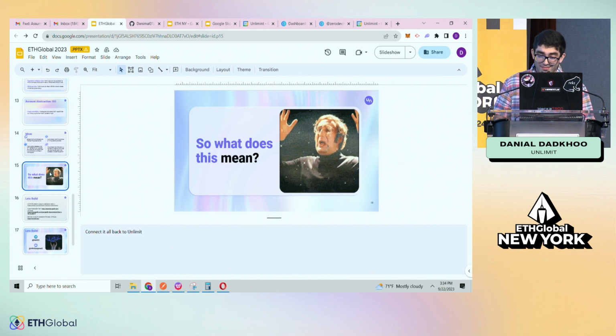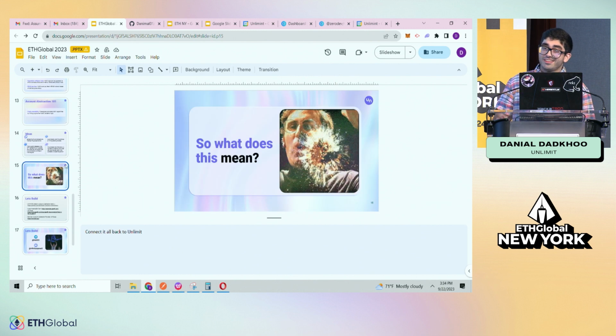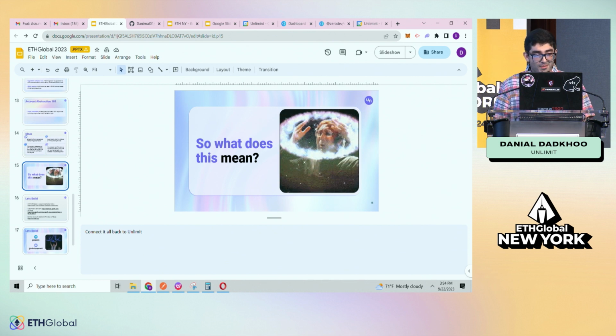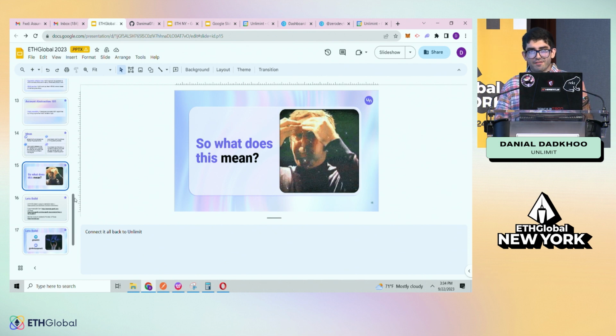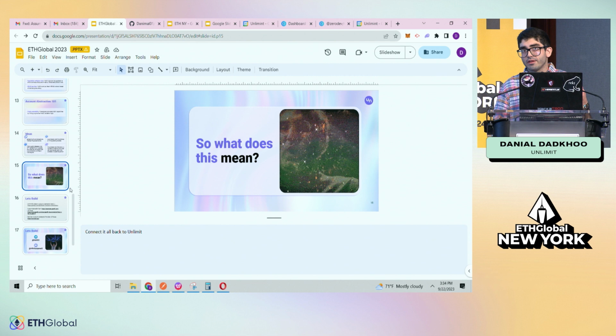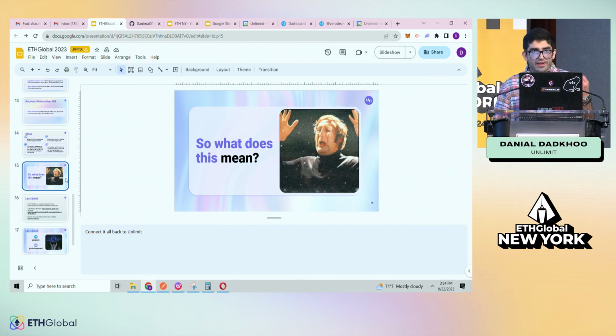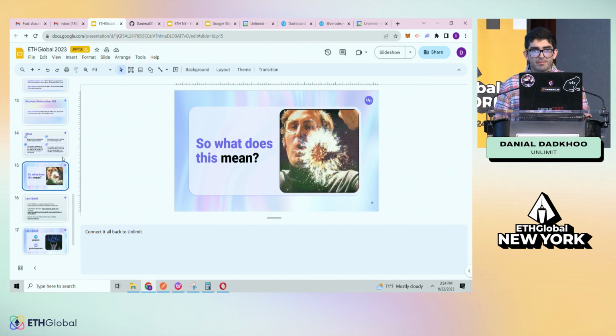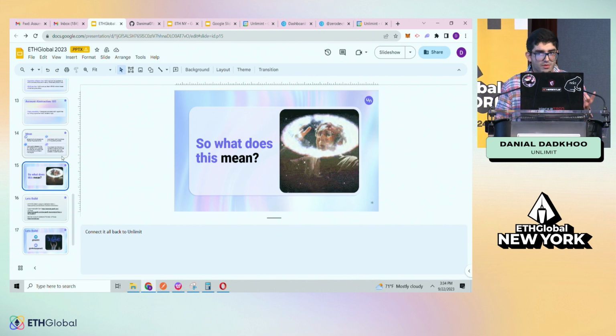So what does this mean? It's up to you guys to figure out what it means, right? The ability to have your own dApp in your own wallet. Essentially, your wallet now becomes Curve. It becomes an NFT marketplace. It becomes anything you can really imagine it to be.